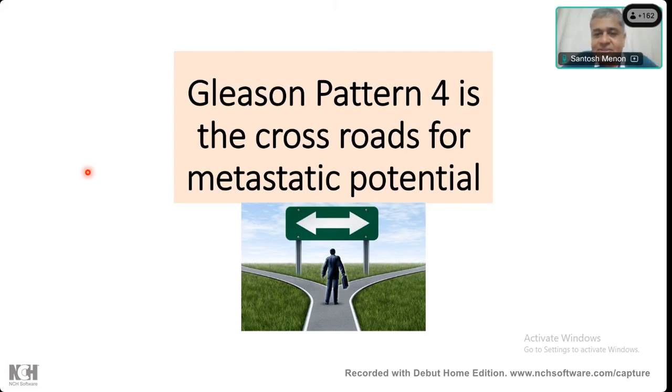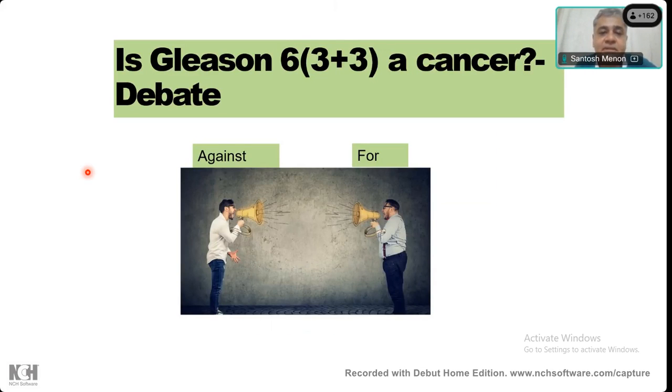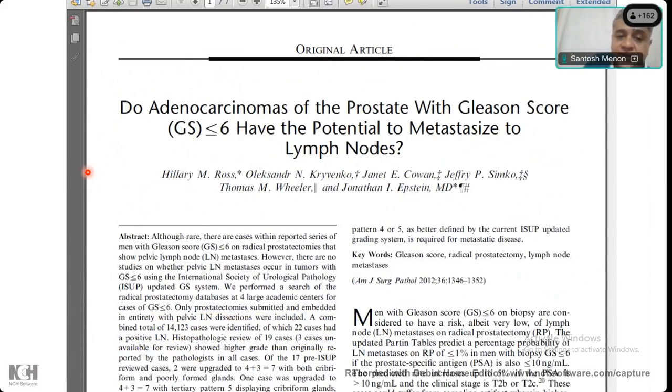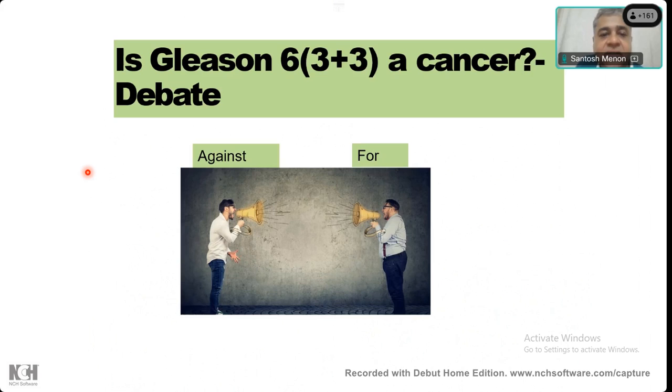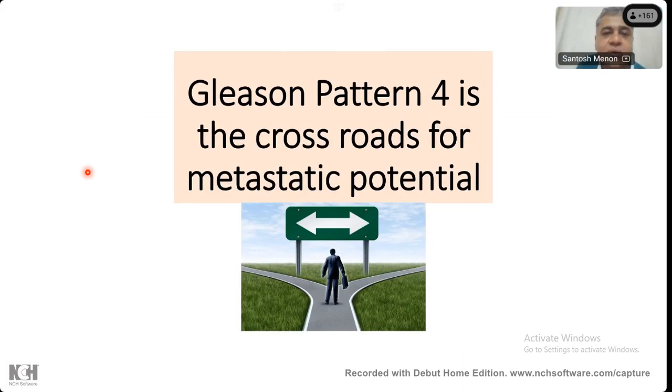Something which has again come up in the last decade is the understanding that somewhere in the prostate, the patient has to have a pattern 4 to develop a metastasis. This has come from a lot of studies from Johns Hopkins, where they studied 14,000 prostatectomies and found that a pure Gleason 6 has almost a 0% chance of metastasizing. The corollary would be: should we call a 3+3 a cancer? It also tells us that pattern 4 has to be present to develop metastasis. The whole crux of the issue has now started revolving around this fact.